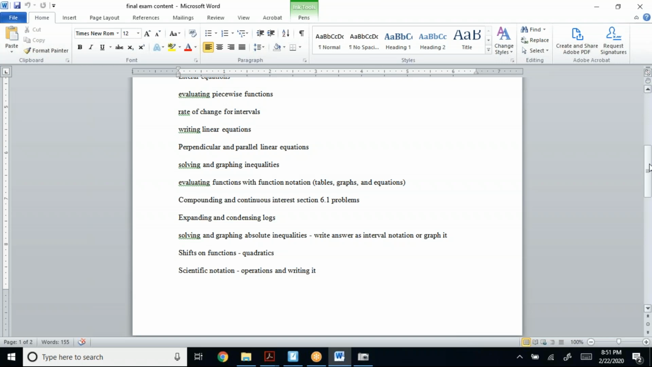Compounding and continuous interest, I think that's all 6-1 stuff. Continuous has the e, right? Compounding has the 1 plus r over n raised to the nt, times the P, right? Some expanding and condensing logs, even some solving logs, right?